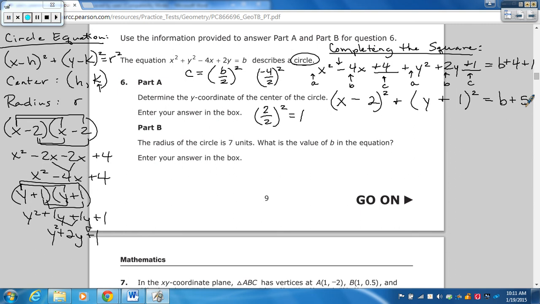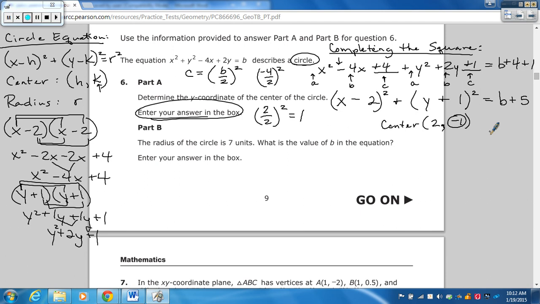Okay? So what's the center of the circle over here? Well, the center is going to be at the opposite of this value and the opposite of this value. Okay? So our answer for this one right here is going to be negative 1. Okay, that's what we're looking for there.